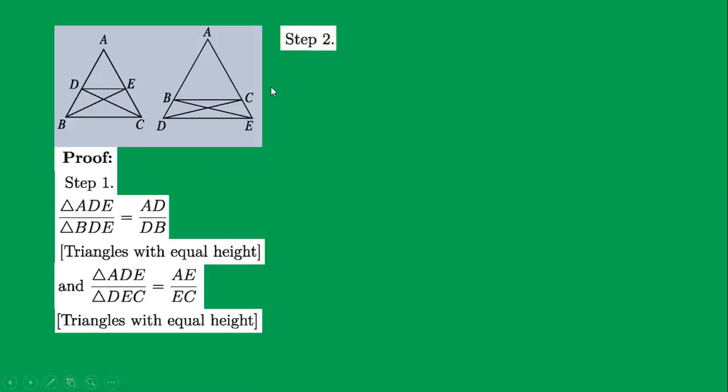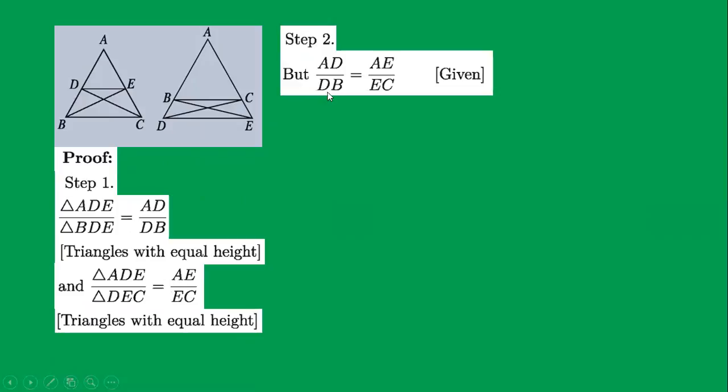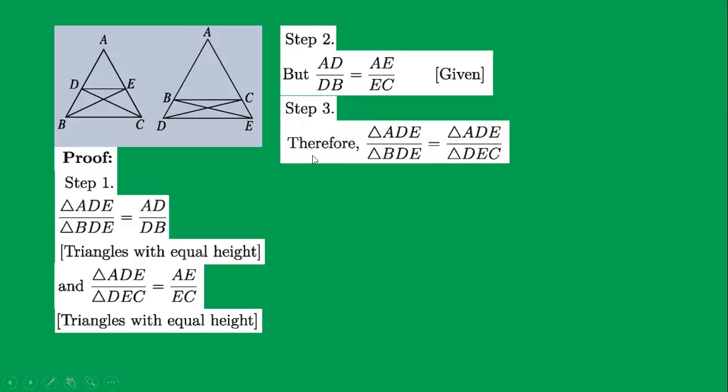Step 2. But AD by DB is equal to AE by EC, which is given. Step 3. Therefore, triangle ADE by triangle BDE is equal to triangle ADE by triangle DEC, from steps 1 and 2. That is, triangle BDE is equal to triangle DEC.